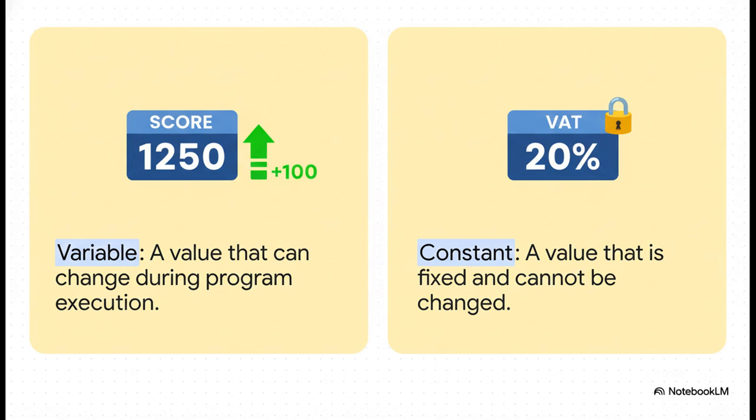You've got to know that if a value, like a game score, is going to change, you need a variable. But if it's fixed, like pi or the VAT rate, you use a constant. Simple as that. It makes your code way clearer and stops silly errors.